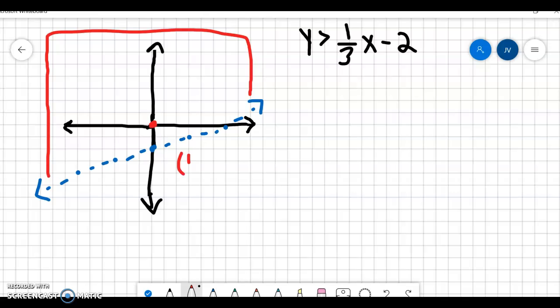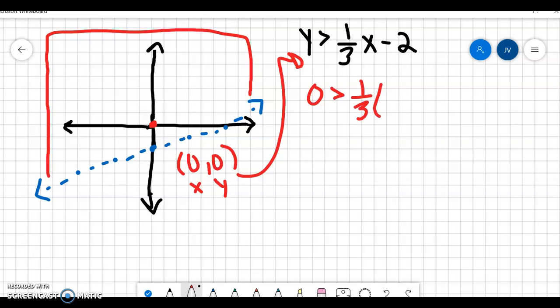So this point right here is 0, 0, x y, and we're going to substitute that in to this equation right here. So we're going to have 0 for y greater than 1/3 x for 0 minus 2. 1/3 times 0 is just 0. So we have 0 greater than 0 minus 2, which simplifies down to -2.